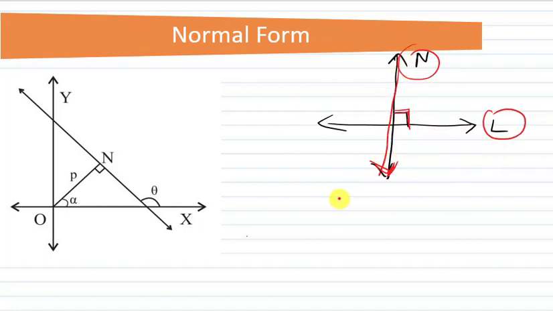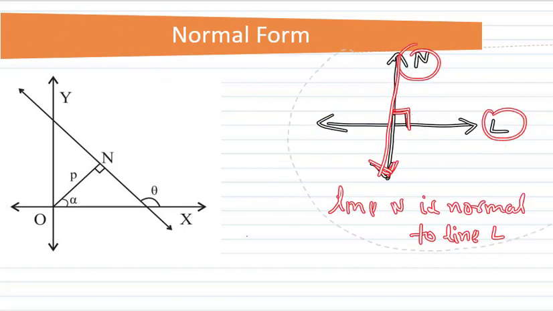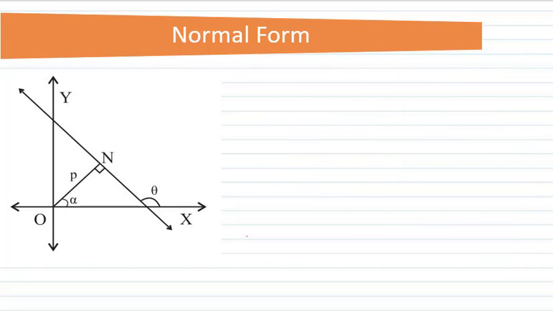L. So here I can write line N is normal to line L, right? And also we can see line L is normal to line N. So I can also write line L is normal to line N. So just remember, whenever any line is perpendicular to the second line, that line is called normal, right?